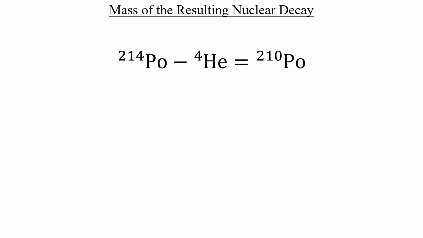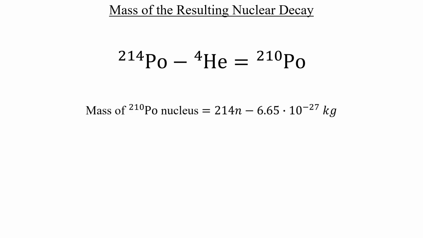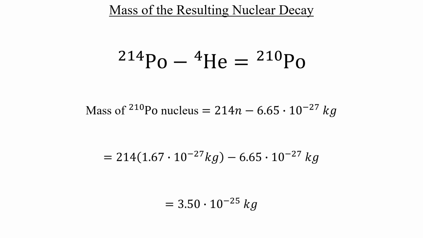But anyway, let's get back to getting the mass of this new isotope so we can solve this problem. We'll take 214n and subtract the provided mass of the alpha particle. If we plug in the nucleon mass definition and put this all into a calculator, we'll get a result of about 3.50 times 10 to the minus 25 kilograms.